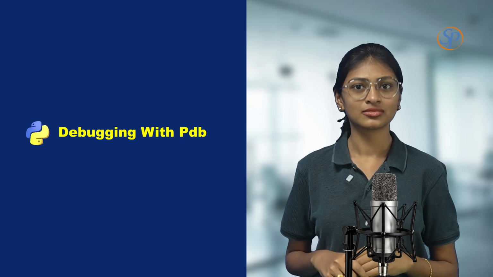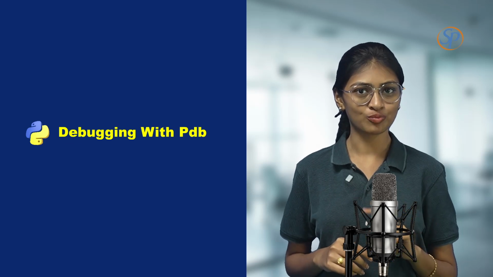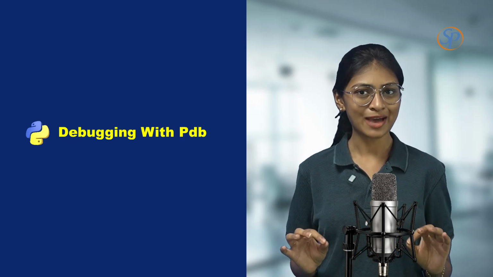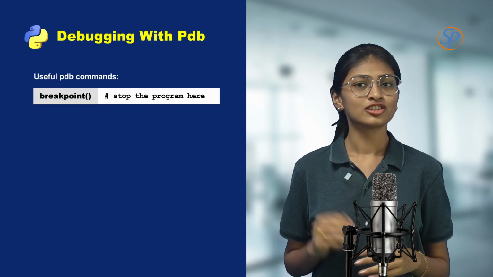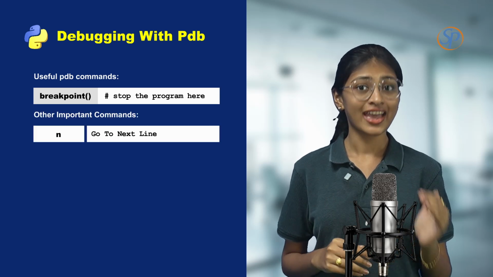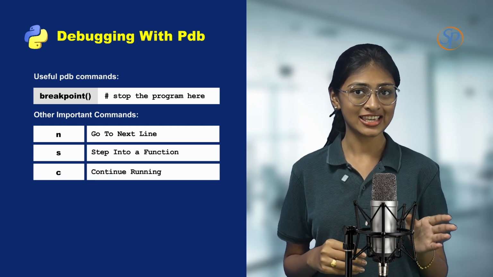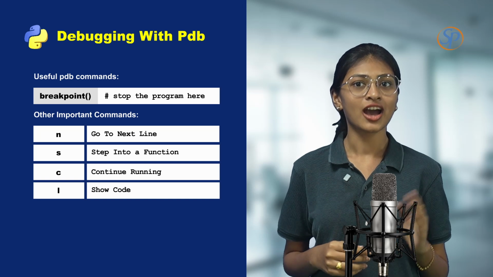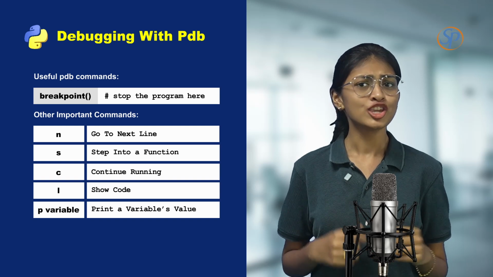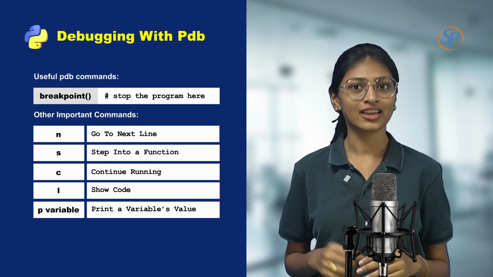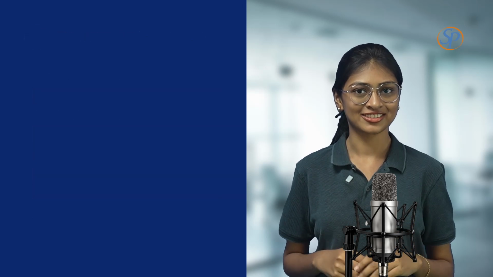Debugging with PDB. Python has a built-in tool called PDB for debugging. It allows you to pause your program and check what is happening line by line. Useful PDB commands. Breakpoint: stop the program here. N: go to the next line. S: step into a function. C: continue running. L: to show code. P variable: print a variable's value. You can use PDB to fix problems like incorrect logic, wrong variable values, or unexpected errors.